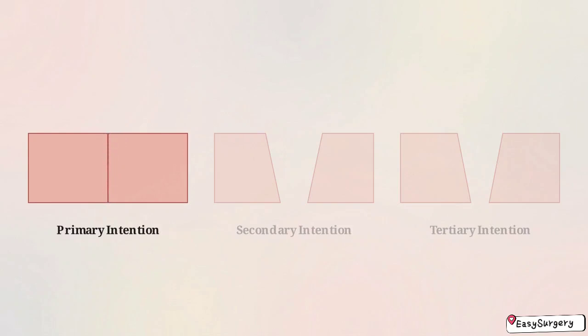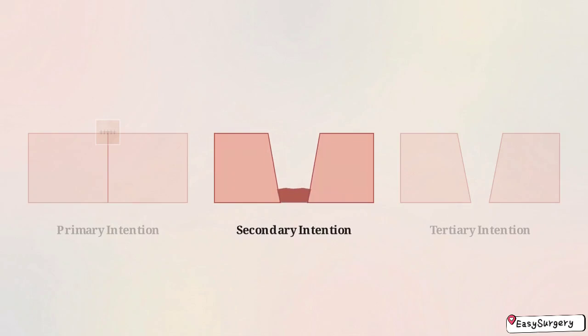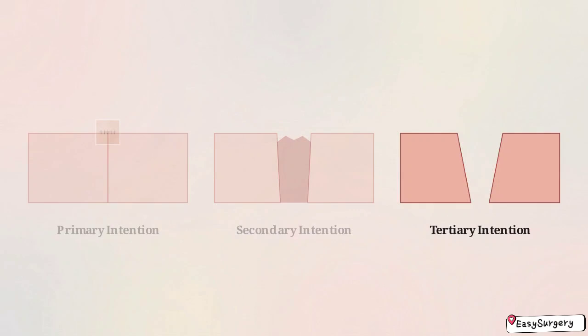Utilized exclusively for clean, Class 1 wounds, the surgeon immediately approximates the edges with sutures. It heals rapidly with a minimal scar. The second is secondary intention. In cases of major tissue loss or high infection risk, the wound is left open. It heals by slowly filling the defect from the base upward with red granulation tissue, resulting in prominent wound contraction.